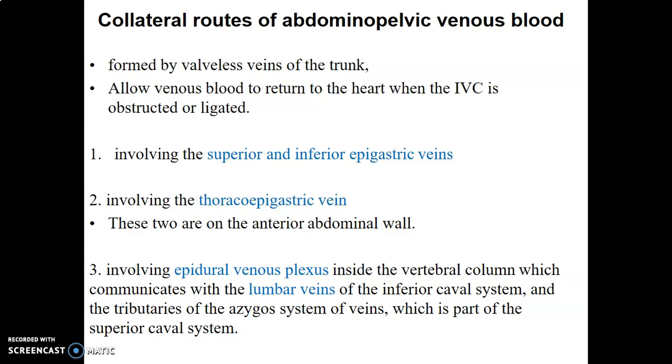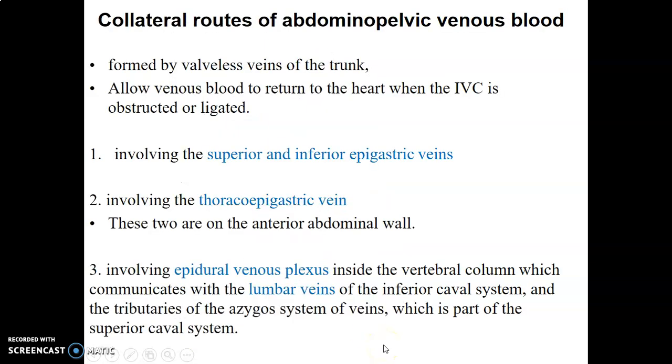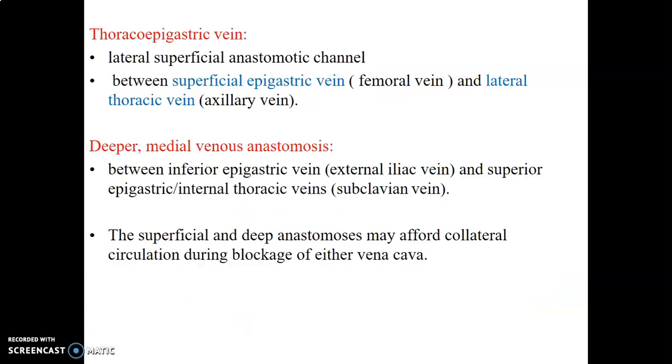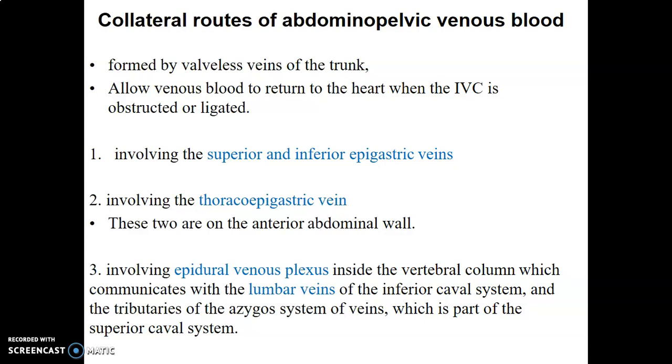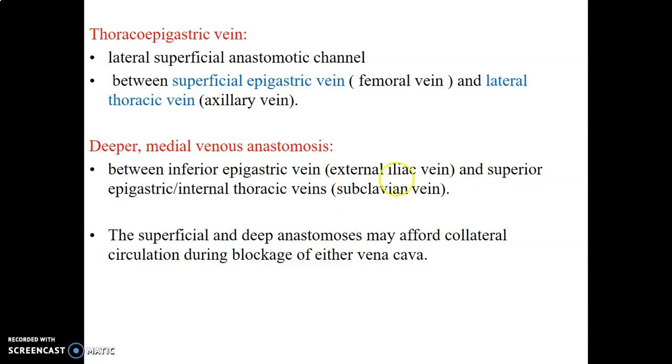So if you obstruct the inferior vena cava at this area, blood is coming this way from the lower limb. It needs to still get to the heart even if there is an obstruction around this region. How will it do that? Number one, using the superior and inferior epigastric veins. Number two is through the thoracoepigastric vein in the anterior abdominal wall. And then using the epidural venous plexus. These are outside the vertebral column.